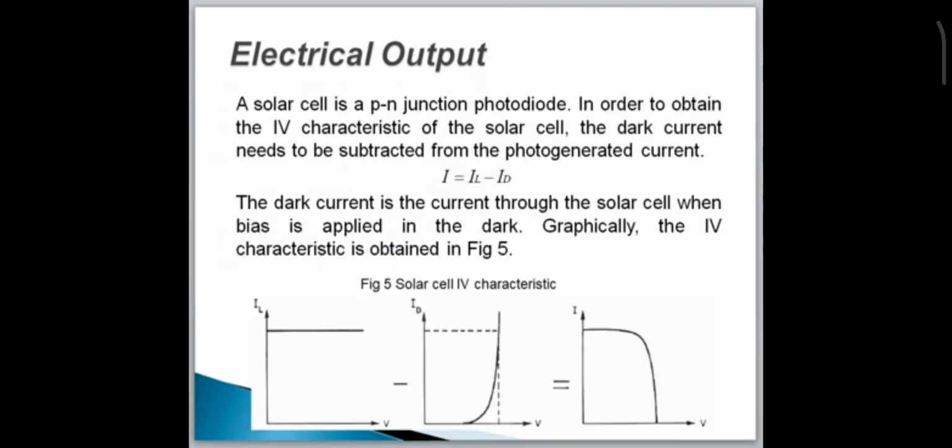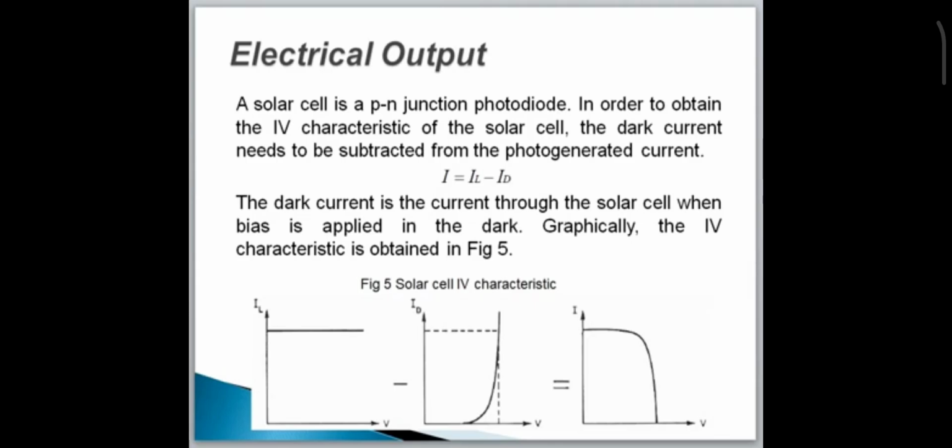Next is the electrical output. A solar cell is a PN junction photodiode. In order to obtain the current voltage characteristics of the solar cell, the dark current needs to be subtracted from the photo-generated current. I is the finalized current, IL is the light current, and ID is the dark current. The dark current must be subtracted from the light current to find the final value of the current in the solar cell. The dark current is the current through the solar cell when bias is applied in the dark.